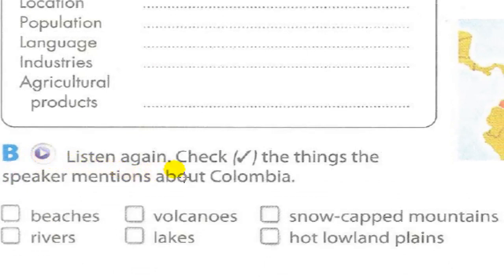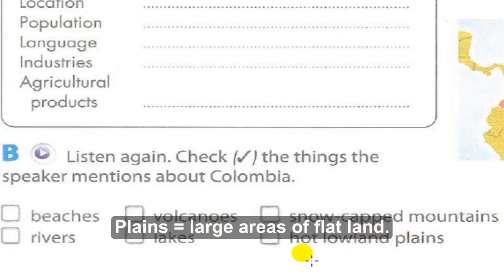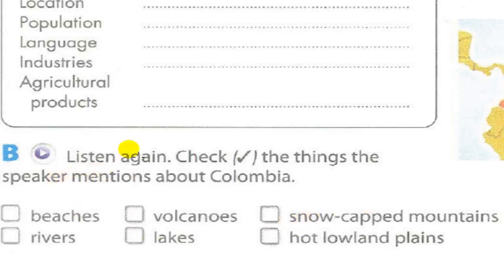B. Listen again. Check the things the speaker mentions about Colombia. Now we are going to listen again and check true for the things about Colombia: beaches, rivers, volcanoes, lakes, snow-capped mountains, hot lowland plains. Listen again. Page 76, Exercise 10, Part B.